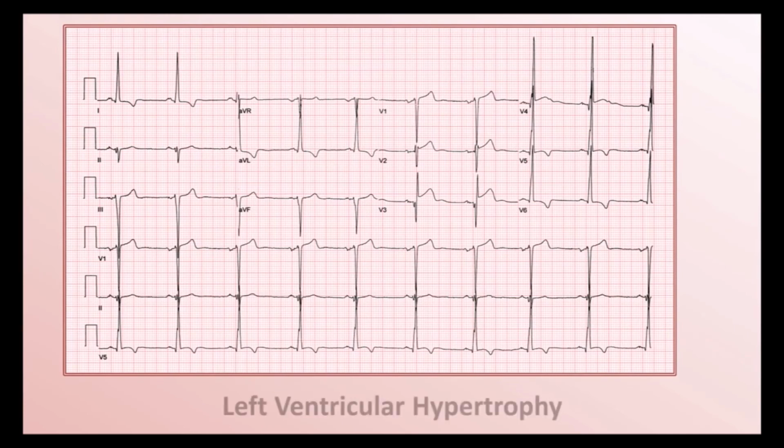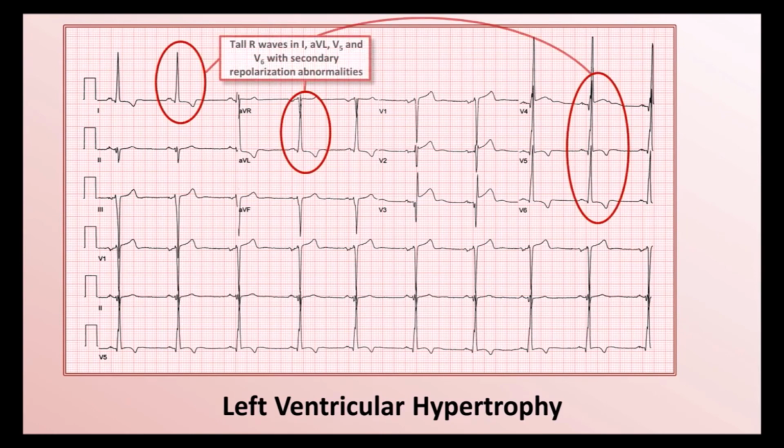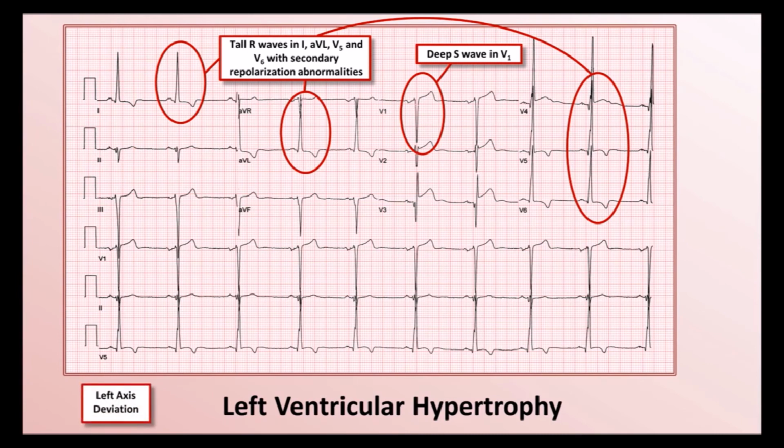This is left ventricular hypertrophy. There are a whole collection of features to note here. First, there are tall R waves in leads 1, AVL, V5, and V6, with secondary repolarization abnormalities. There is a relatively prominent S wave in V1. The QRS axis is leftward deviated, probably around negative 45 degrees.